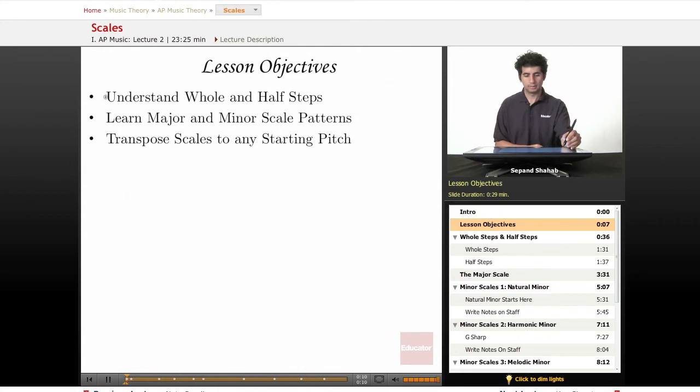So for this lesson, we are going to first make sure that we understand scale steps. So we're going to look at whole and half steps. And then we're going to learn the major and minor scale patterns, which consist of different patterns of the whole and half steps that we learned. And finally, we're going to learn to transpose these major and minor scale patterns to any starting pitch.